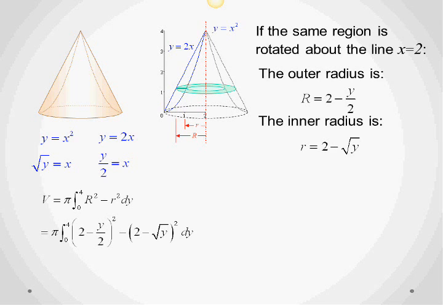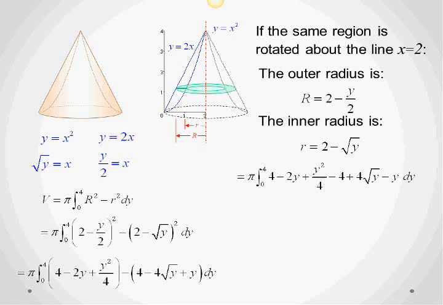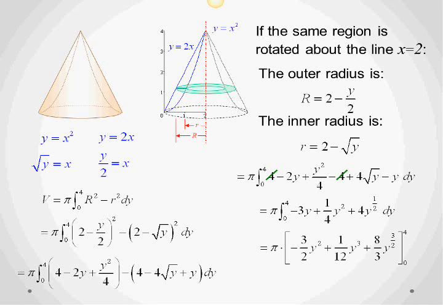When we integrate that, we're going to integrate still with respect to y because we're rotating it around an axis that is vertical. And I go through and find these. Sorry, I'm rushing through this. 8 pi over 3 is the same.